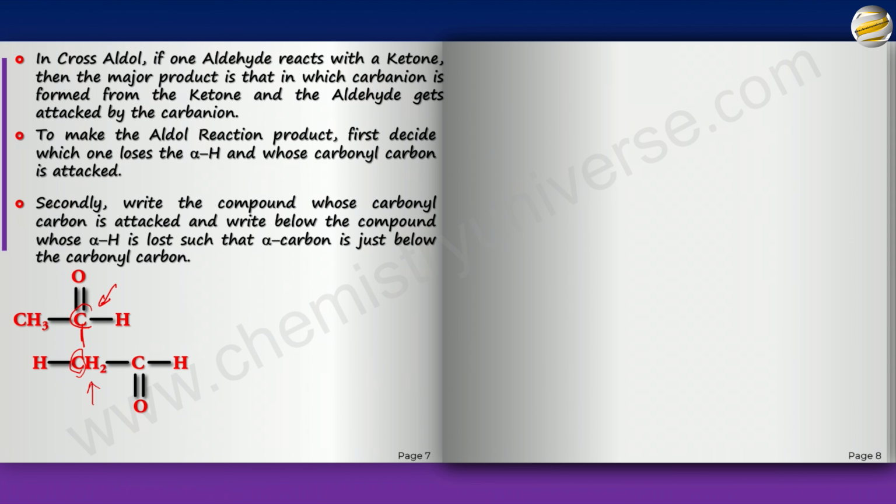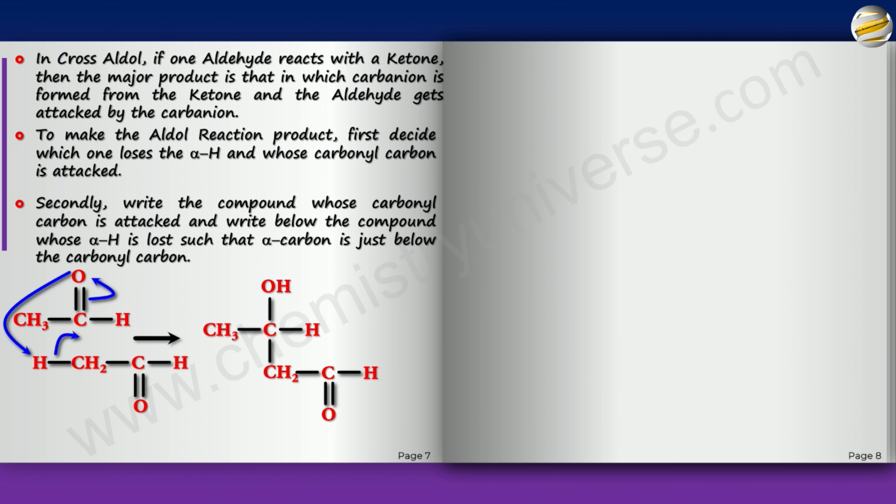Okay. Now what you have to do is the following. Make this pi bond go to O, make this O get this H, and let this CH bond come between the two carbon atoms. Won't you get this? Just check. Pi bond goes to O, O captures the H, the CH bond goes between the two carbon atoms. So this is how you make the aldol reaction product without having to resort to the mechanism. On the other hand, if you want to make the aldol condensation product, do the following.